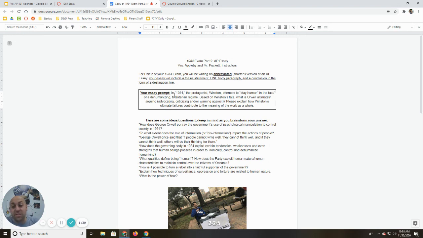Okay, let's look at the prompt. In 1984, the protagonist, Winston, attempts to stay human in the face of a dehumanizing totalitarian regime. Based on Winston's fate, what is Orwell ultimately arguing, advocating, criticizing, or warning against? Please explain how Winston's ultimate failures contribute to the meaning of the work as a whole. So let's break this down. Obviously, the first sentence is usually fluff. It's there to set the tone and let you know the general idea you'll be talking about. Obviously, it'll be 1984.